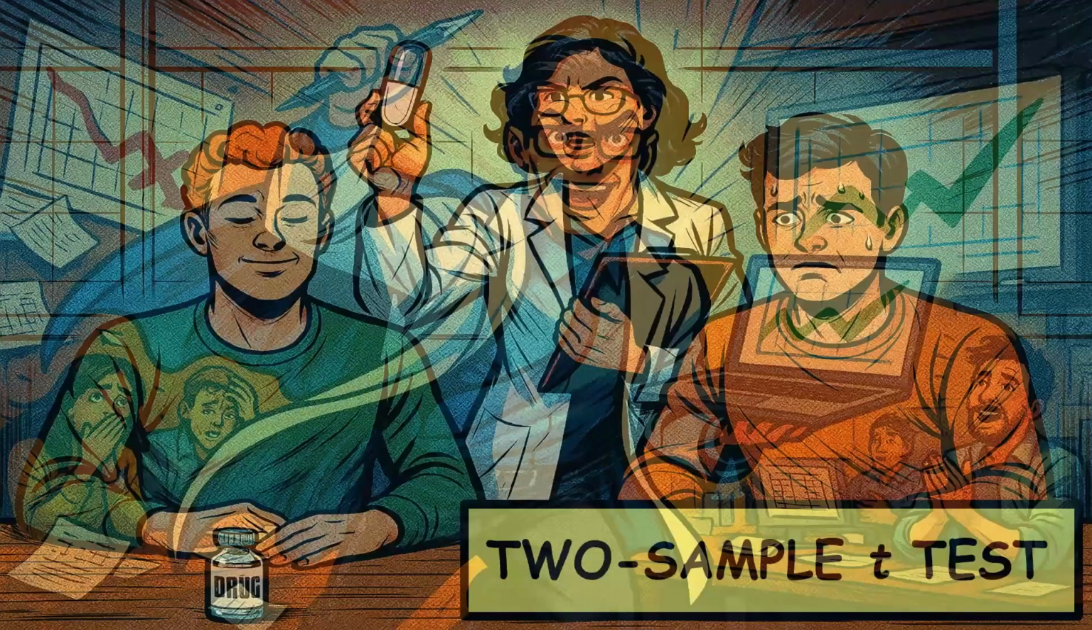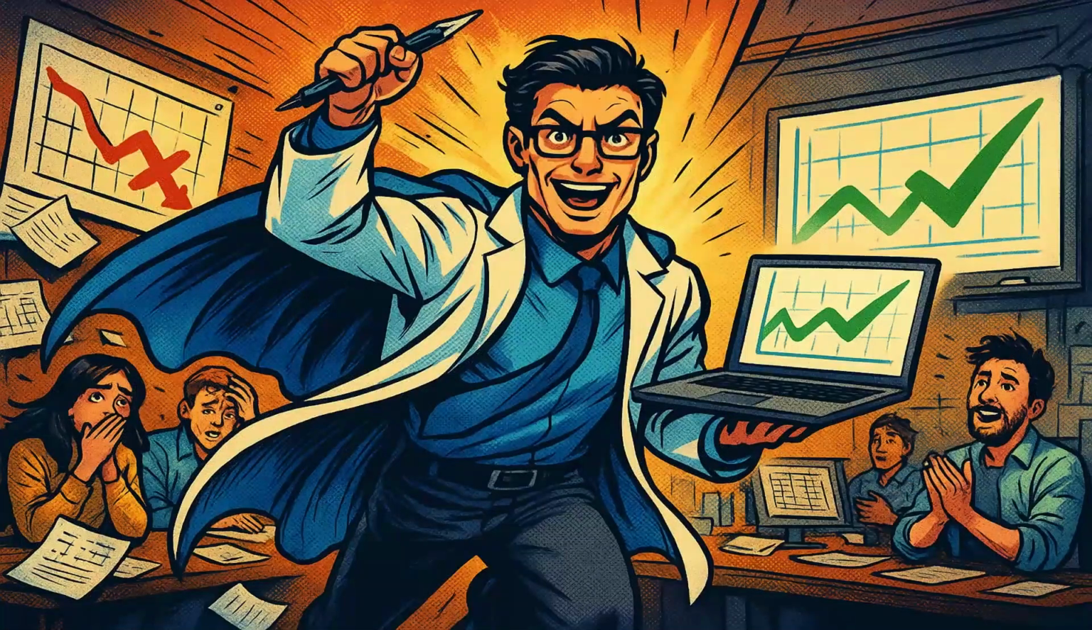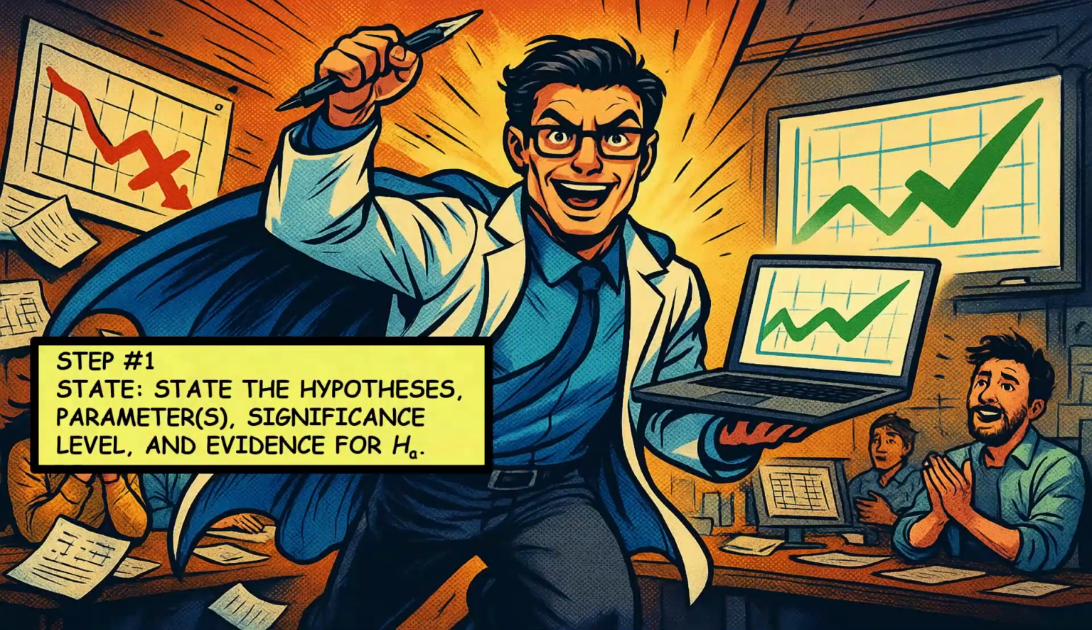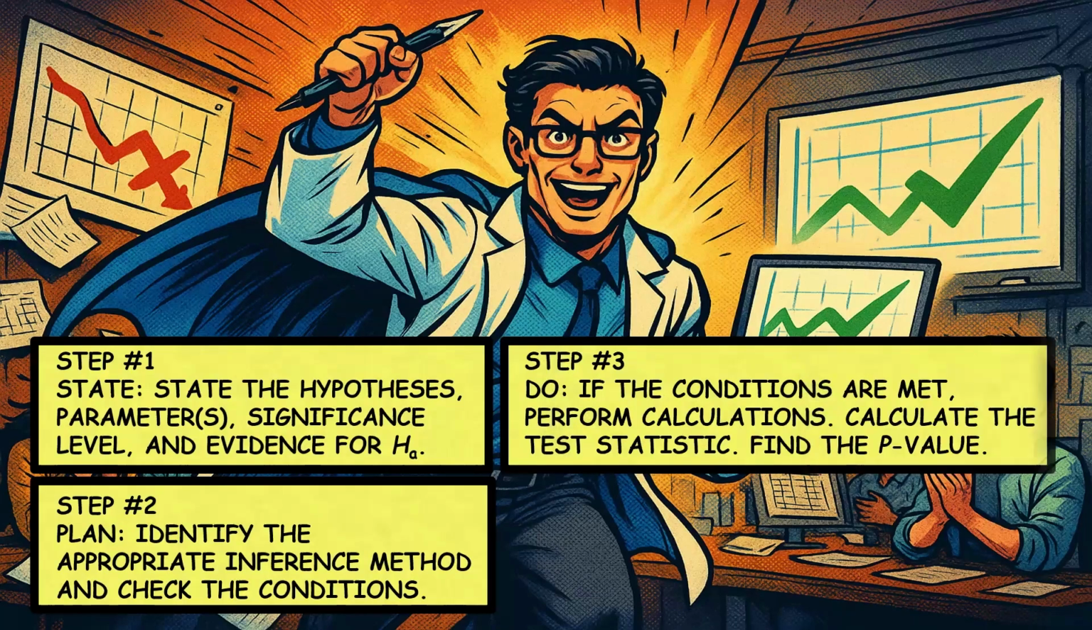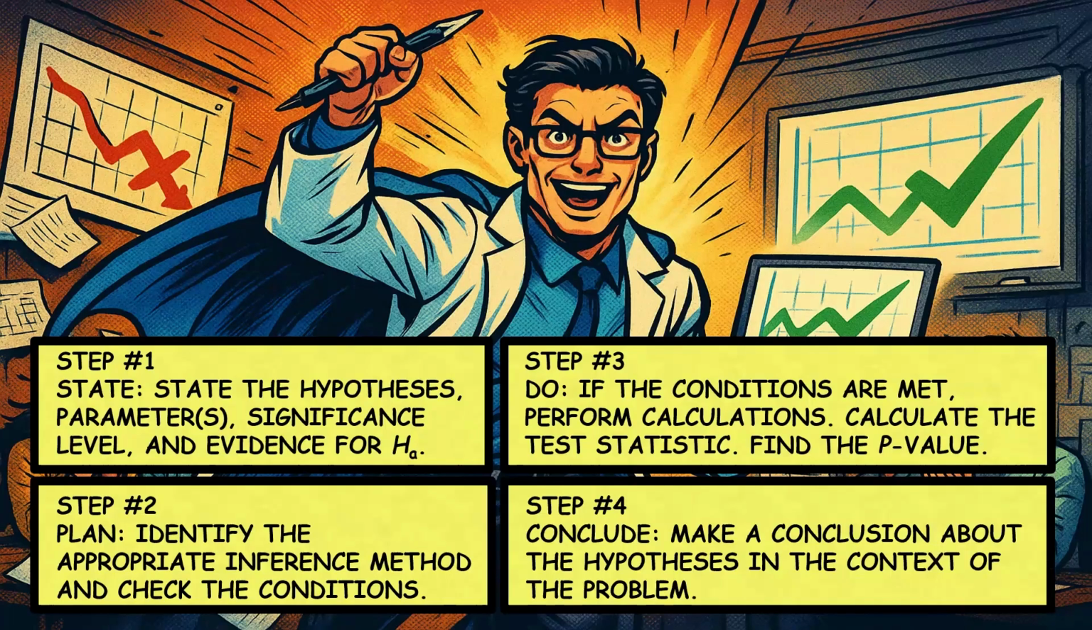And then as promised, we are going to be going through the same four-step process. So step one, state the hypothesis, state the parameters, the significance level, and the evidence for the research hypothesis. Step two, you're going to plan, identify the appropriate inference method, and then check the conditions. Step three, you do: if the conditions are met, you perform the calculations, calculate the test statistic, and find the p-value. And then finally, step four, we're going to make the conclusion.